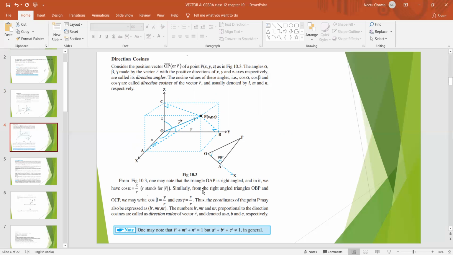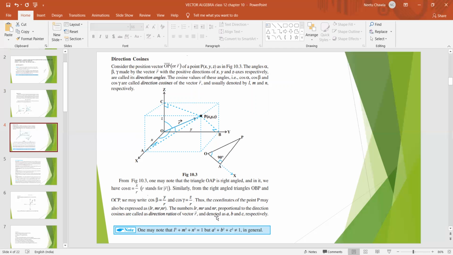Similarly, if we take the triangle OPB, we will have cos beta is equal to y upon r. And the third triangle will give us cos gamma is equal to z upon r. In place of cos alpha, cos beta and cos gamma, we can write l, m and n, which will give us x is equal to lr, y is equal to mr and z is equal to nr.